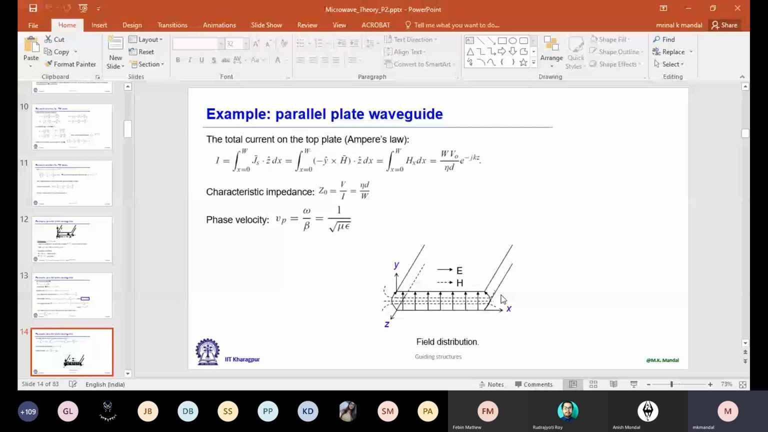And in fact, you can define your W, epsilon, mu and D in the full wave simulation you are doing in lab, and you can calculate the characteristic impedance and find out electric field and magnetic field distributions. Because of this open circuit at x equal to 0 and at x equal to W, we have two boundaries which we did not consider in this simplified analysis.